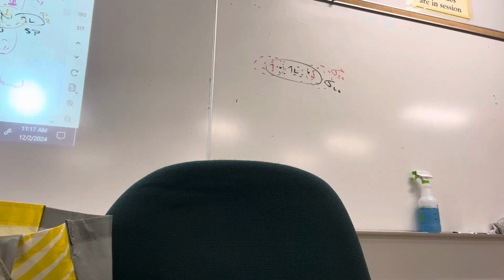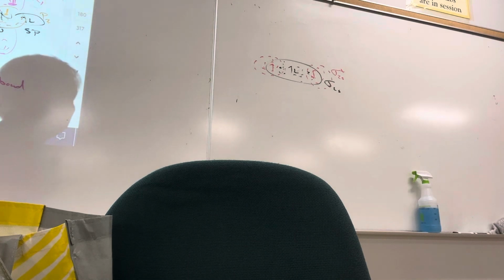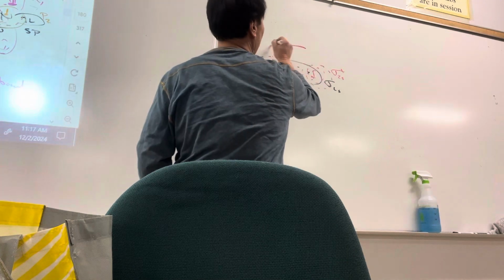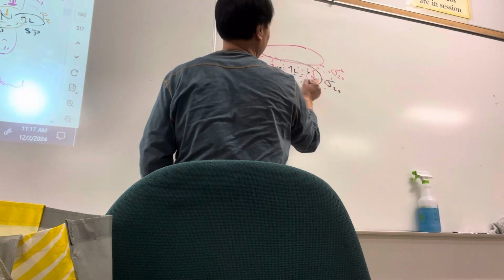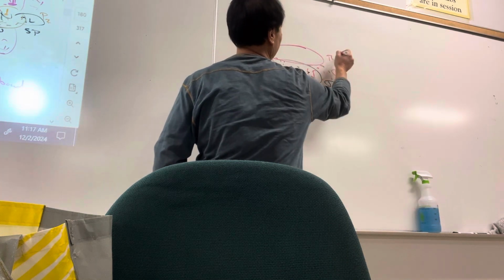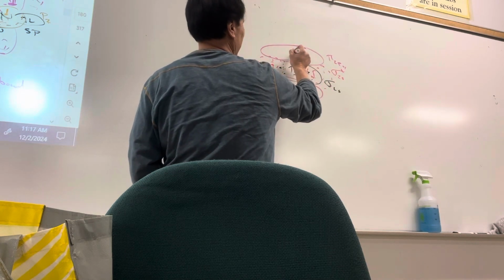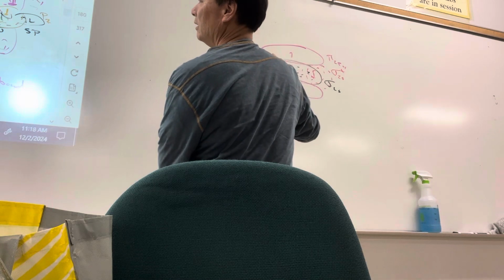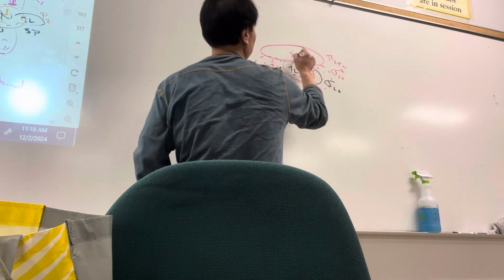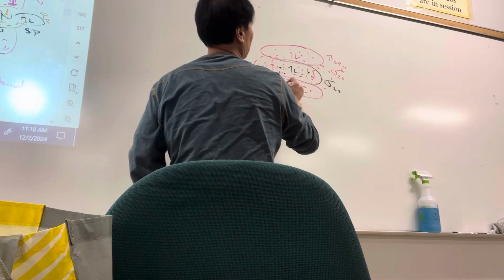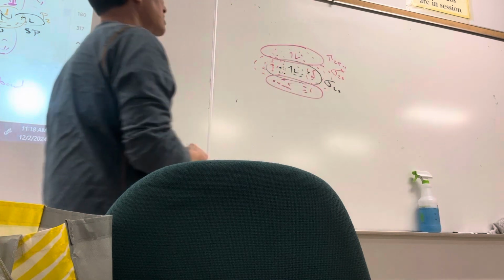Then I go to the pi 2p's. I have the pi 2py and the pi 2pz. So the pi 2py, I'll write up here and down here. So this will be my pi 2py. And then I have 2 electrons in these here. So it's bonding.